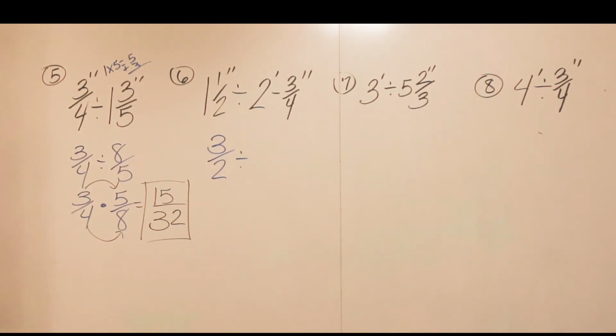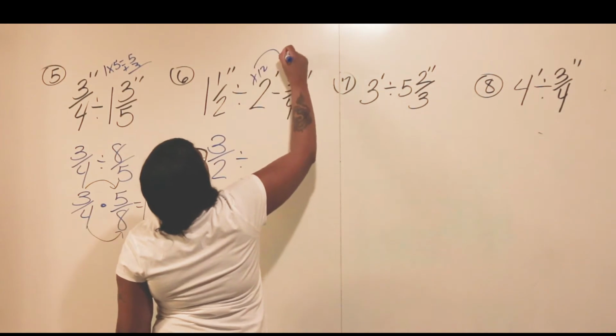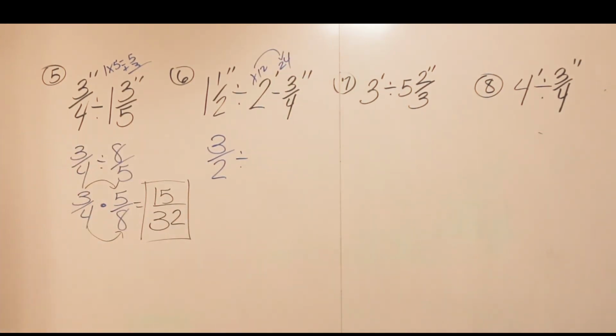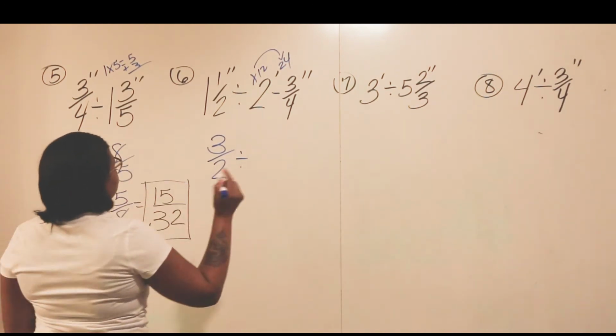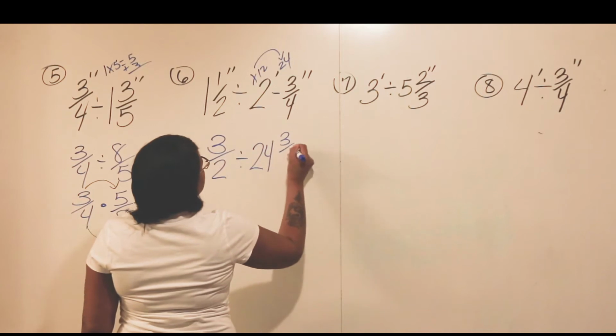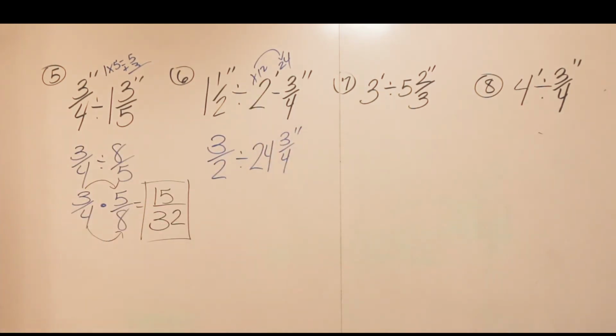What do we do with feet? Turn them into inches. Feet become inches. So that's 24 inches. I'm going to write it so they can see it. That 24 becomes part of that fraction. Now we have a mixed number.